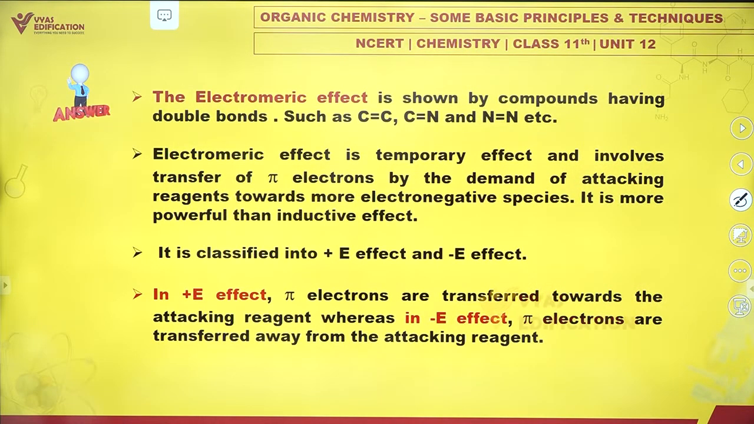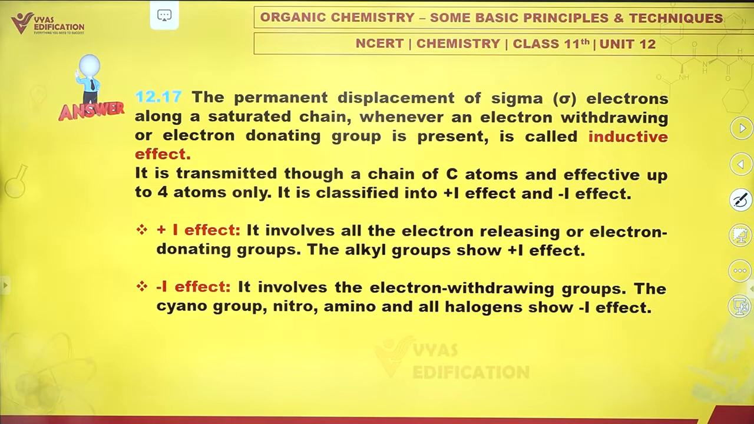If you just look at the inductive effect, permanent displacement of sigma electron cloud in one direction because of attachment to groups of different electronegativity, that, my dear, is called inductive effect. If a species withdraws electrons, it is said to show -I. If it releases electrons, it is said to show +I effect. And this is how one would represent the answer.